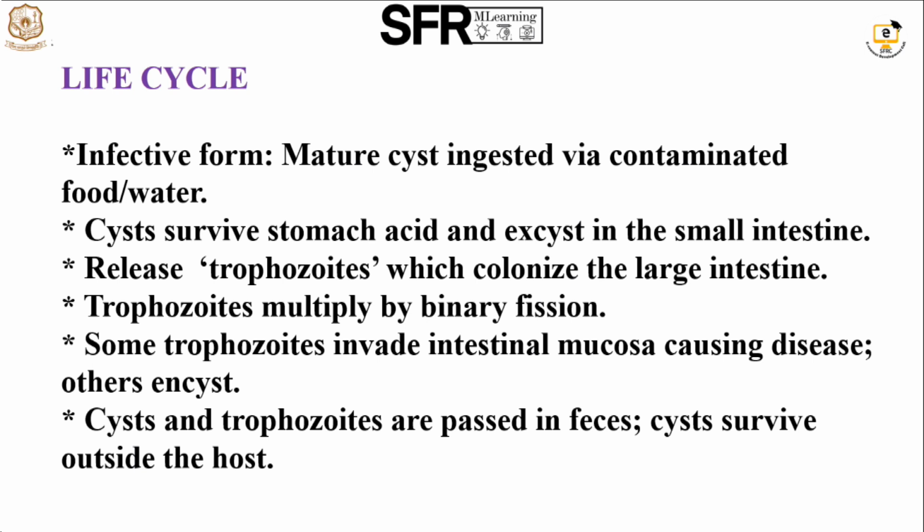The first is the infective form. Mature cyst is ingested via contaminated food or water. The cyst can survive stomach acid and excyst in the small intestine, and they release the trophozoites, which colonize the large intestine. The trophozoites multiply by binary fission. Binary fission means a single cell is divided into two daughter cells. Some trophozoites invade the intestinal mucosa causing disease, others form cysts. Cysts and trophozoites are passed in feces. Cysts survive outside the host.